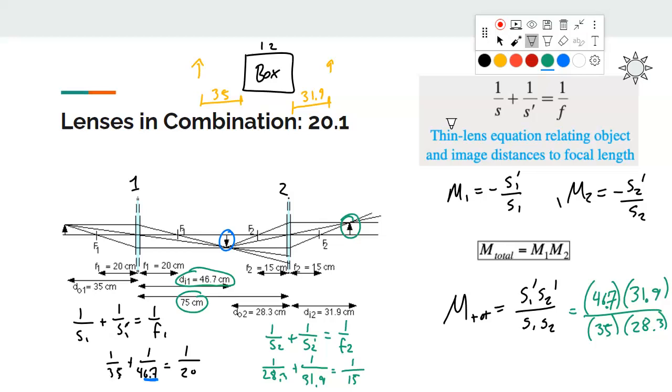Yes. So S2 prime is the 31.9. That's what you're interested in? Okay. So the reason it's positive, we can solve the thin lens equation down here, and we see that, you know, 1 over 28, whatever, plus 1 over 31. If we just add those two fractions, we get 1 over 15. So that's satisfied. And that's what's telling us mathematically that S2 prime is positive.